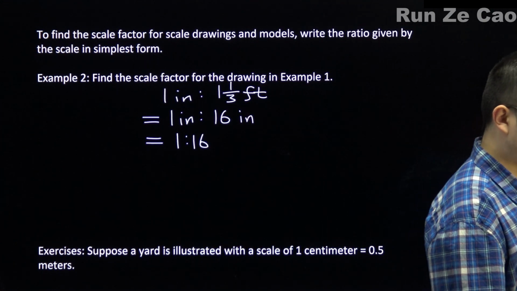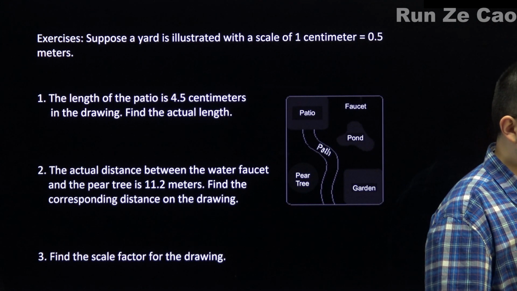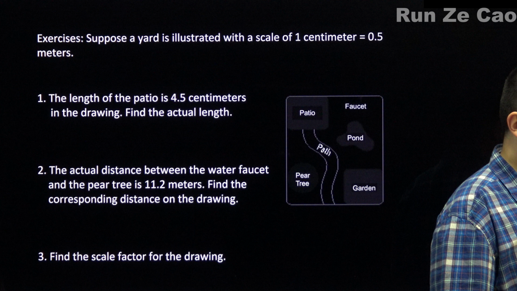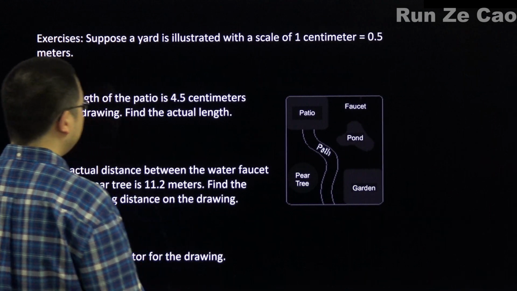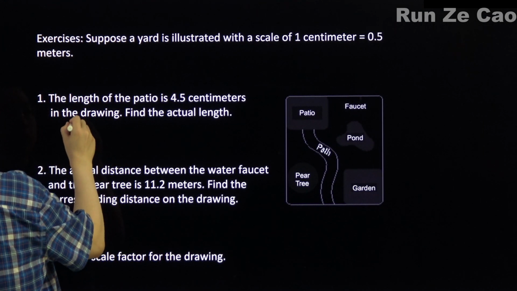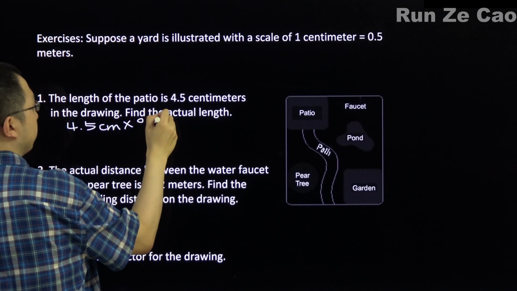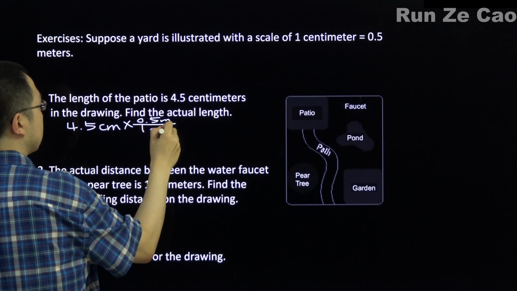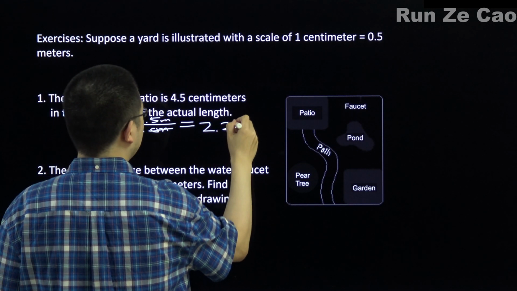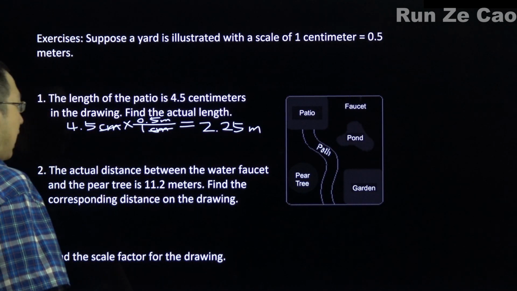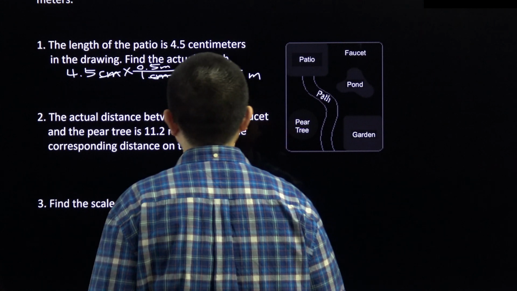All right. Suppose a yard is illustrated with a scale of 1 centimeter equals 0.5 meters. The length of the patio is 4.5 centimeters in the drawing. Find the actual length. All right, then. That means 4.5 centimeters times 0.5 meters over 1 centimeter. And of course, the centimeters cancel out, so equals 2.25 meters.